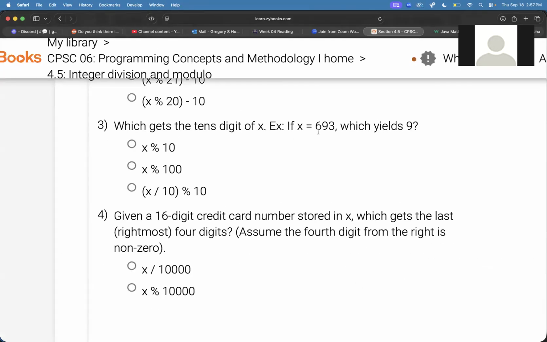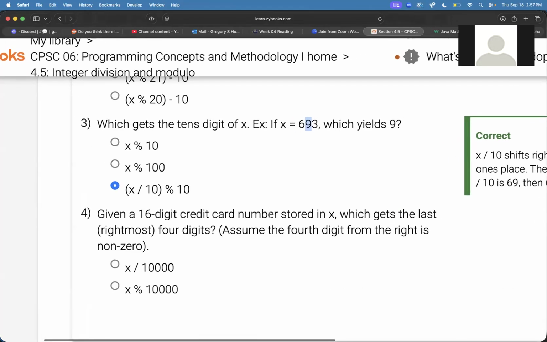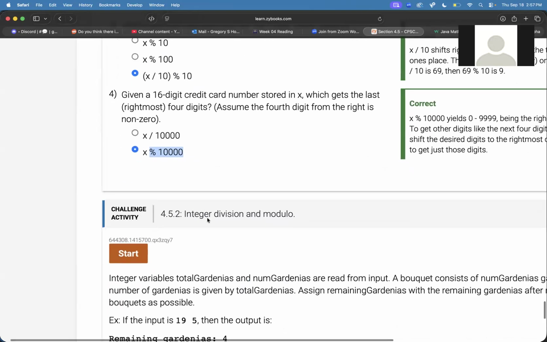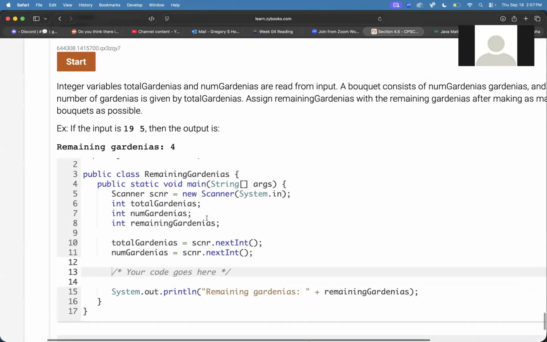This one we specifically talked about in lecture last time, quite a bit. If you wanted to get the tens digit, it's a two-step process. The first step would be to divide by 10, and the second would be to do mod 10. That's how you get a specific digit. If you had a 16-digit credit card, which gets the last 4 digits? Well, just like mod 10 gives you the last digit, mod a bigger number would give you more digits. So it'll be this one. We didn't really do that in an example last time.